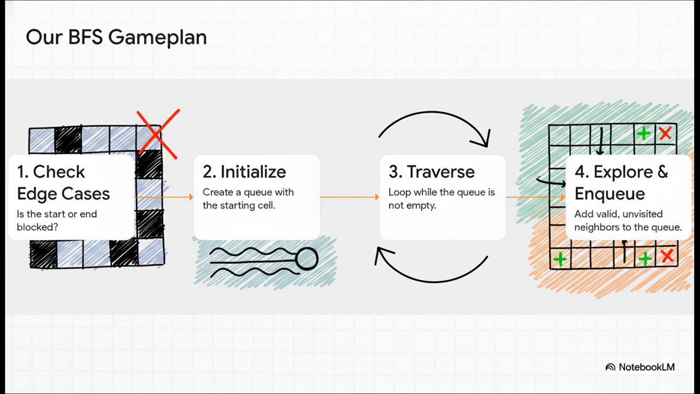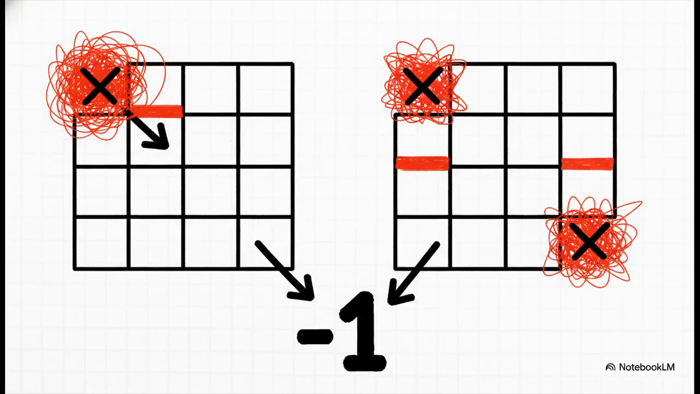Here's our 4-step approach. First, we'll check for any obvious dead ends right from the start. Second, we'll set up our queue with the starting position. Third, we'll kick off our main traversal loop. And fourth, inside that loop, we'll explore all the valid neighbors and add them to our queue. First things first, let's get the easy stuff out of the way. If our starting cell is a wall, or if the destination cell is blocked, well, a path is just not going to happen. So we can immediately return -1 and call it a day.